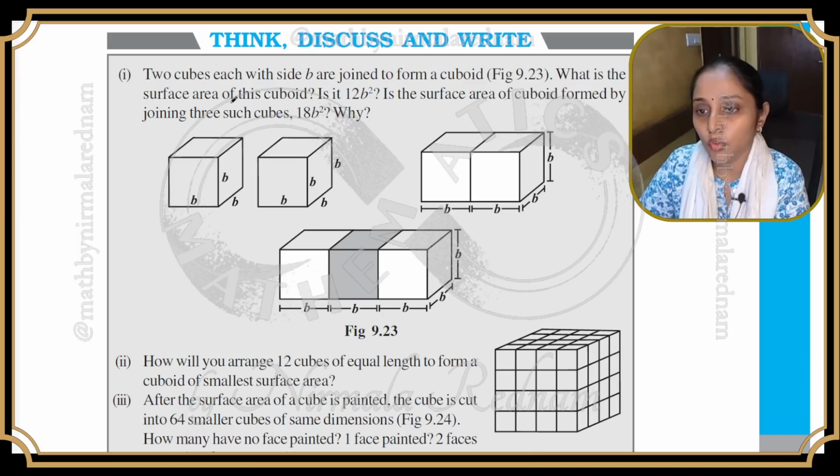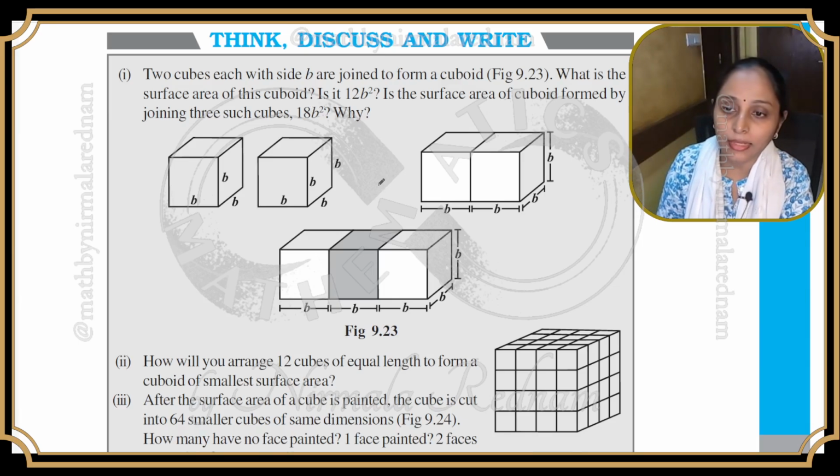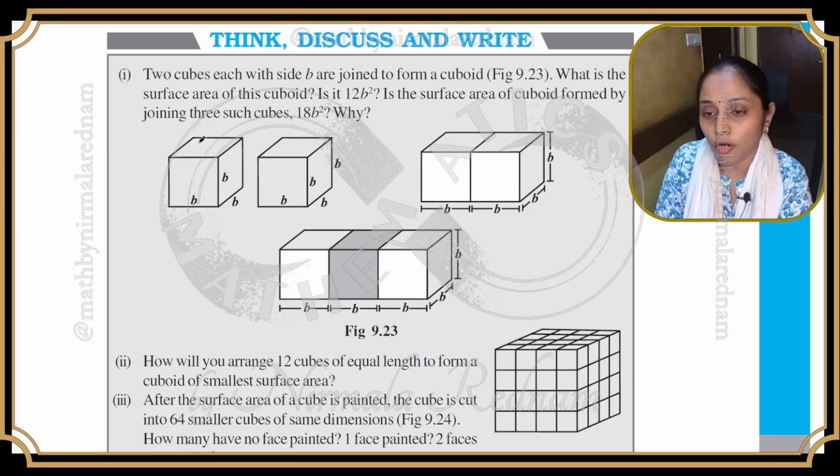Now here, two cubes each of side B are joined to form a cuboid. So if you join two cubes, you are going to get a cuboid. What is the surface area of this cuboid? Now, you know that the surface area of each of these cubes is 6B square, correct? I have 6B square here. Now, if you look at the surface area of this cuboid, what is the length of this cuboid? It's 2B, breadth is B and height is B. These are the dimensions, right?